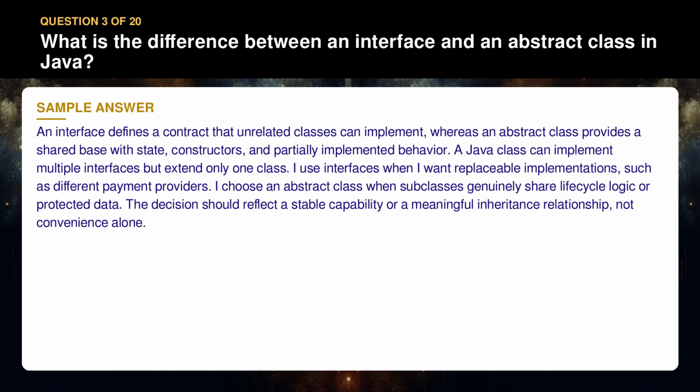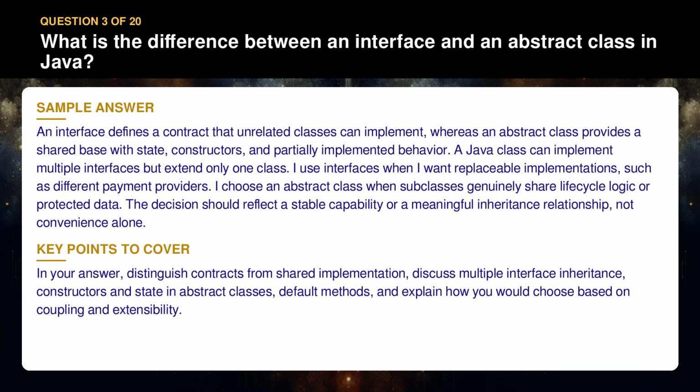I choose an abstract class when subclasses genuinely share lifecycle logic or protected data. The decision should reflect a stable capability or a meaningful inheritance relationship, not convenience alone. In your answer, distinguish contracts from shared implementation, discuss multiple interface inheritance, constructors and state in abstract classes, default methods, and explain how you would choose based on coupling and extensibility.